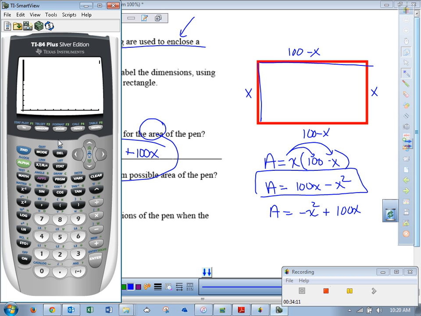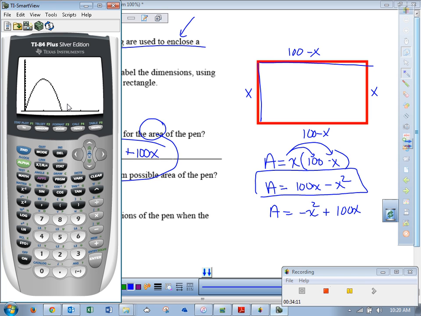So I'll help you change it. Let's do our x window. Let's go to just 200. And our y max, let's go all the way up to 4,000. And I'll go by hundreds this time. Better. Okay? Every one of these points gives you a possible area.